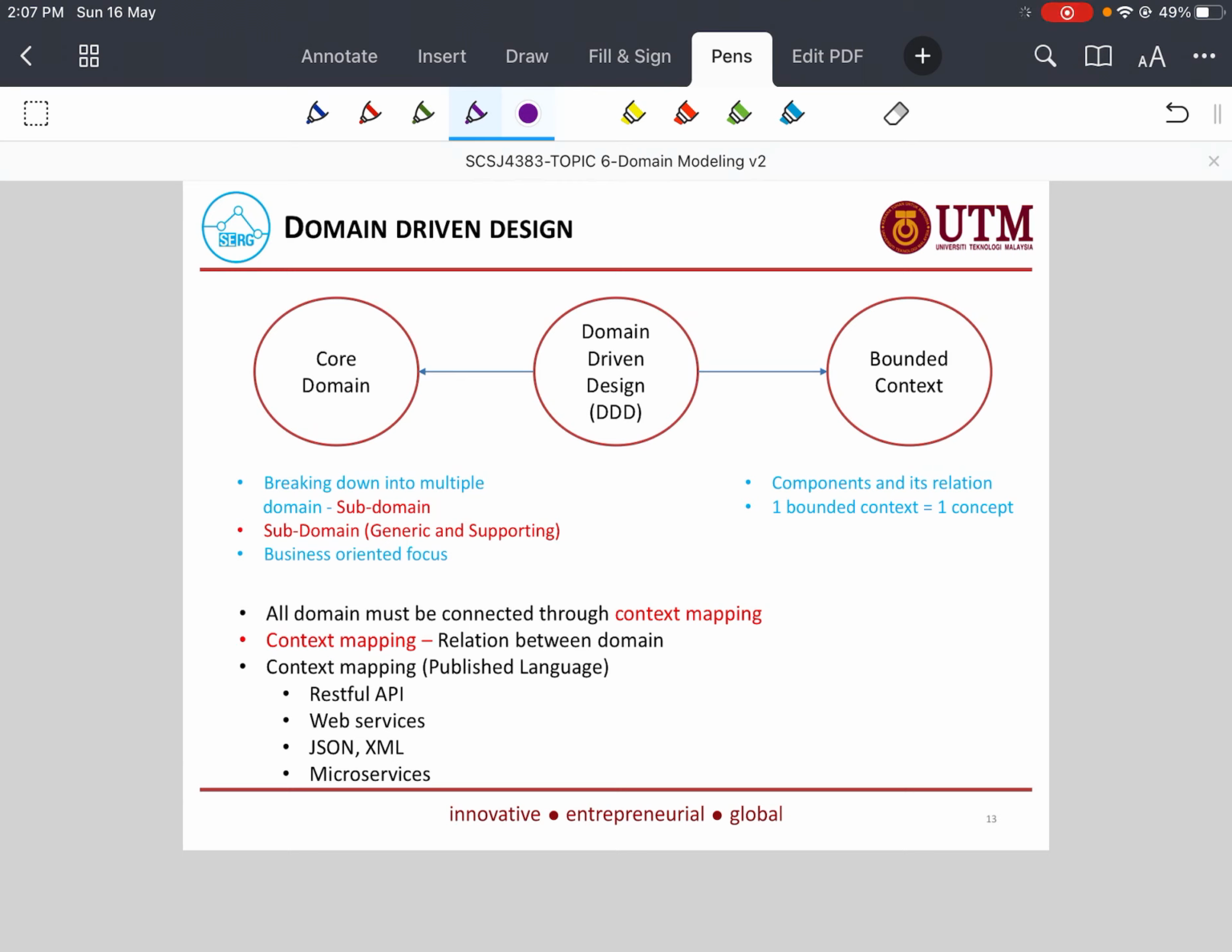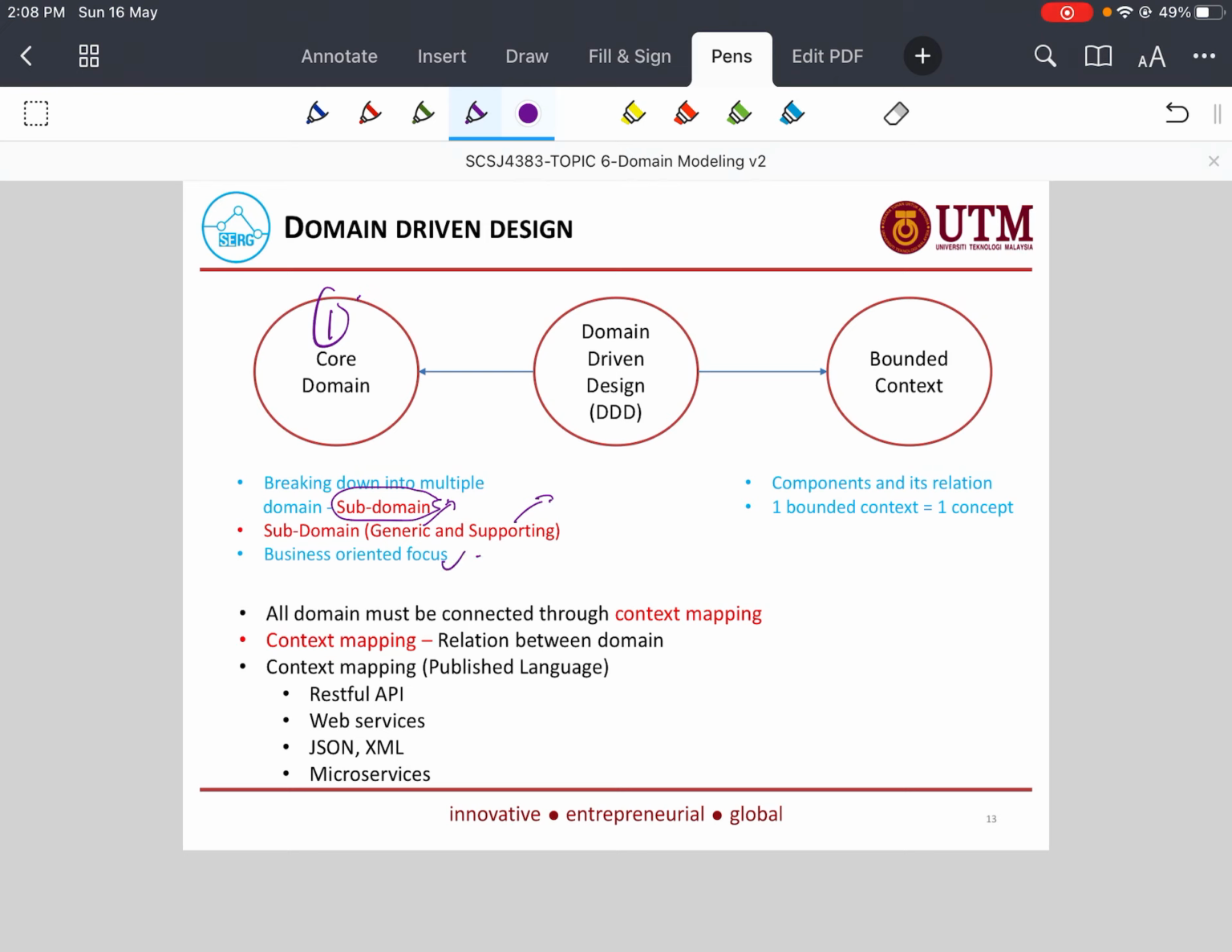The idea is that you need to identify the core domain. You can develop this core domain from the result of the noun analysis. Breaking it down into multiple domains, we call them subdomains of the core domain. A subdomain can be a generic or supporting domain. It must be business oriented.